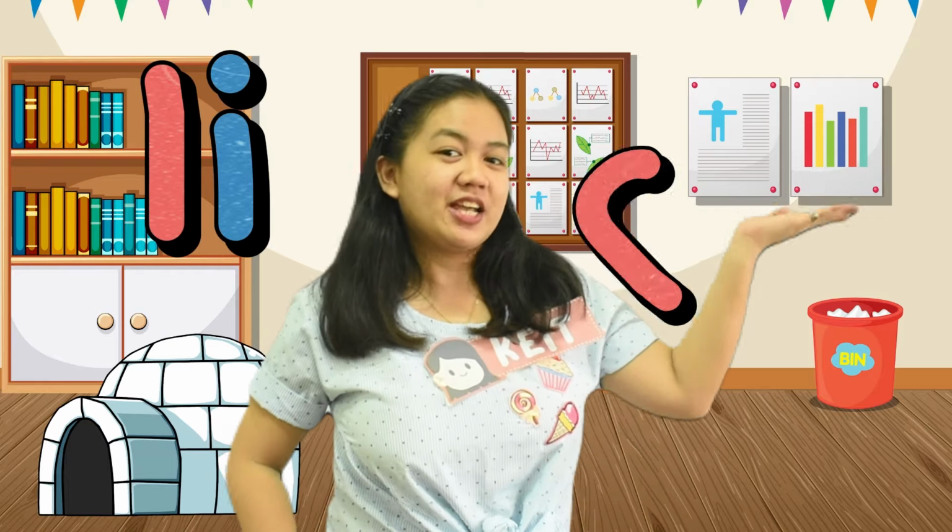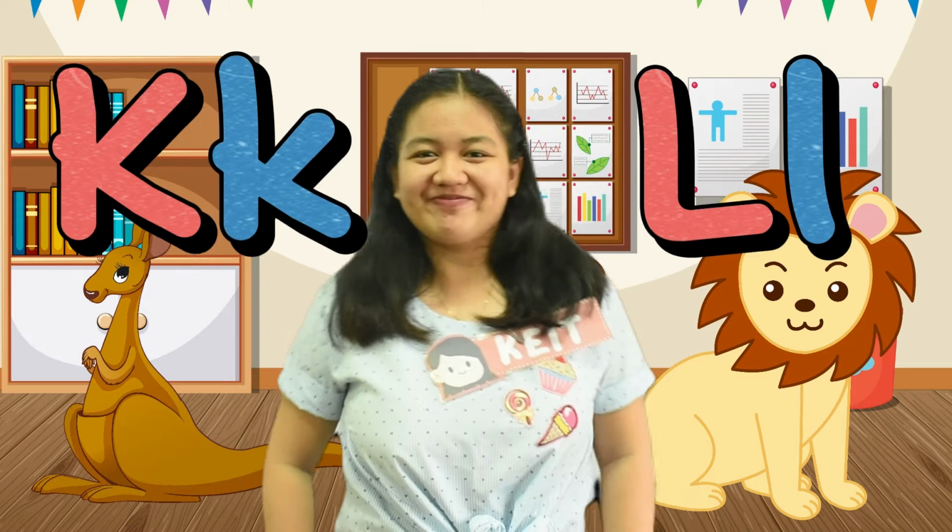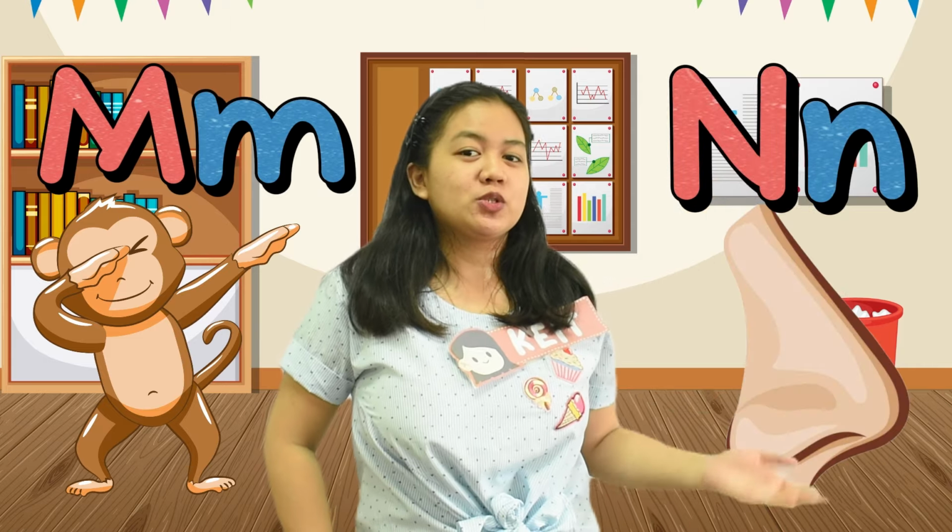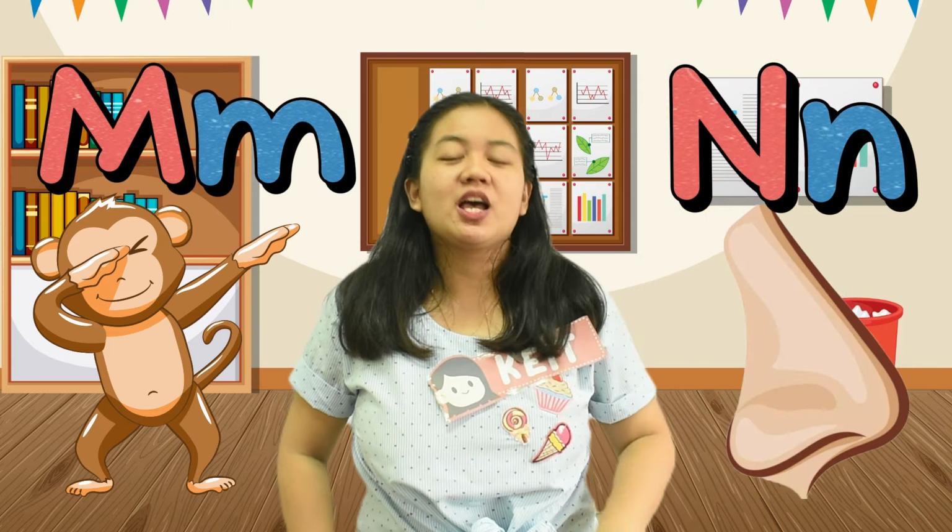I is for igloo. J is for juice. K is for kangaroo. L is for lion. M is for monkey. N is for nose. O is for octopus. P is for pig.